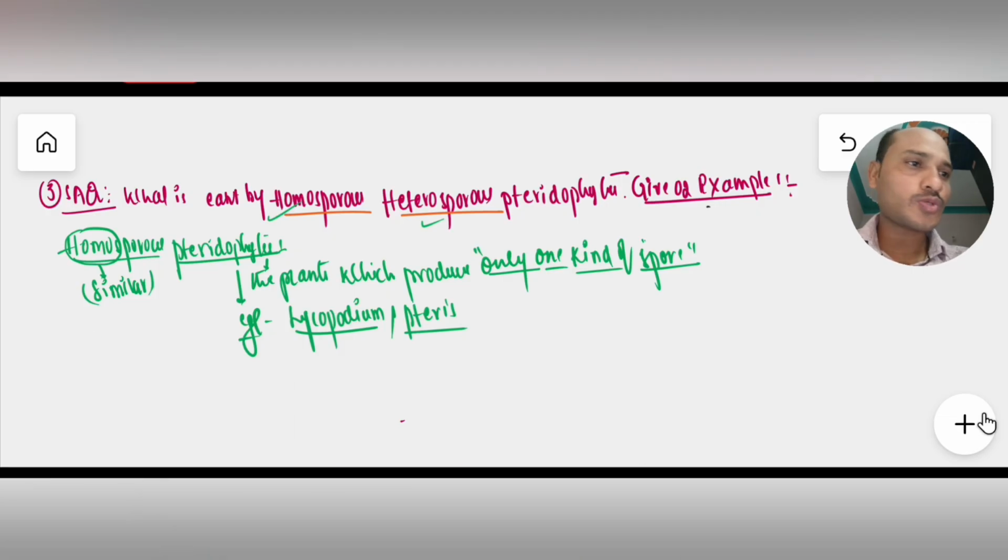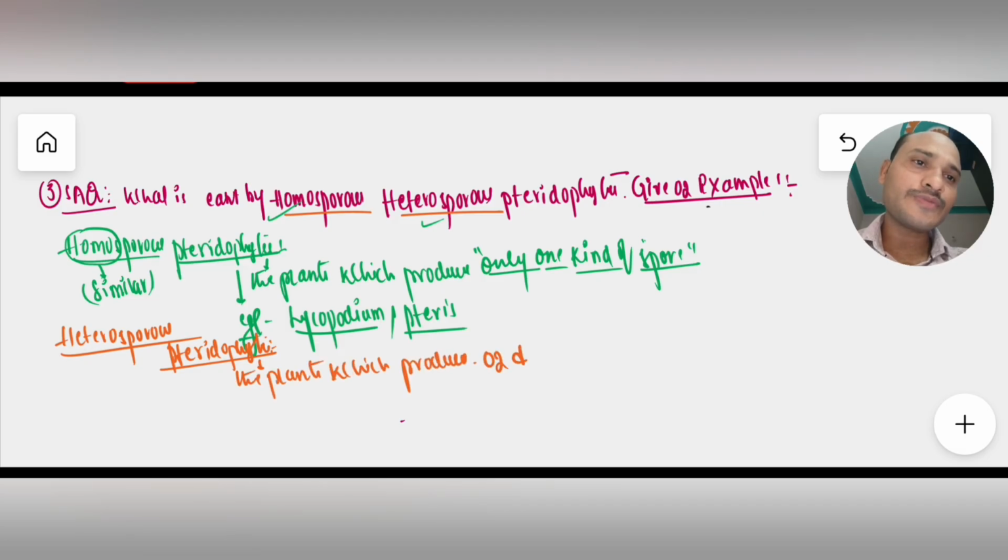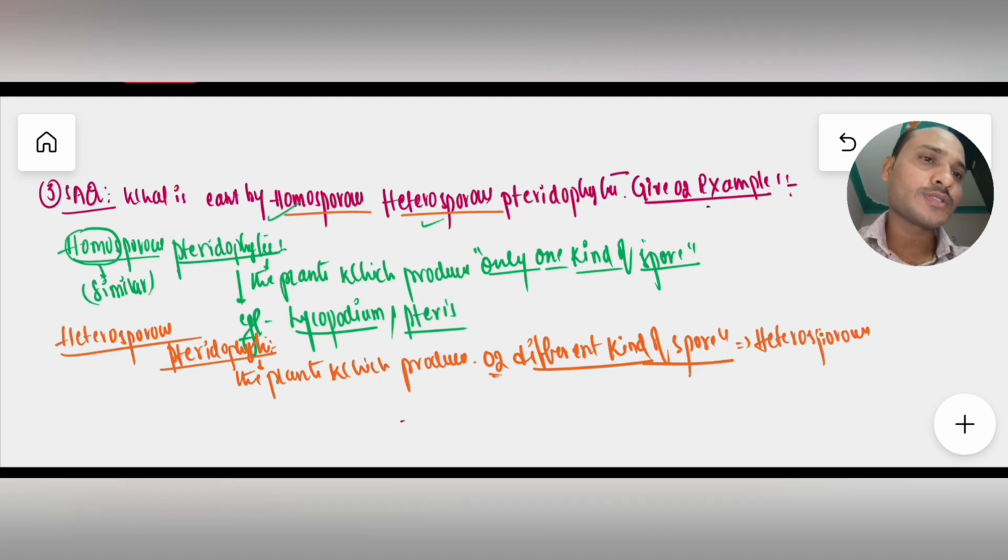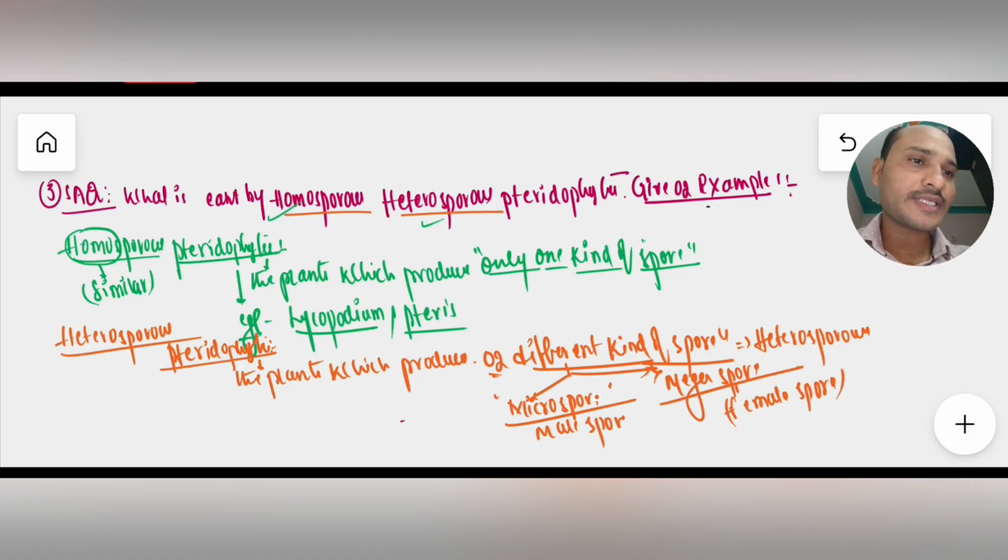Now coming to heterosporous, quite opposite to this. In heterosporous, the plants produce two different kinds of spores, very important. Such plants are called heterosporous. Of the two different kinds, one is the microspore, generally a male spore, and the other is the megaspore, generally a female spore. Hetero always means different kinds of spores.